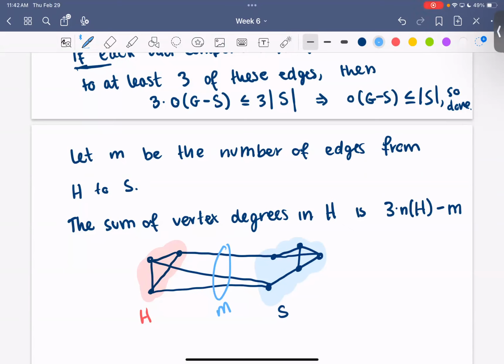Okay, so if I want to add up all of the vertex degrees in the subgraph H, it's going to be 3 times each vertex because the original graph is 3-regular, but then we subtract off any edges that are headed towards S, which is M many edges. Does this make sense? Nobody's asking a question. I can't tell if that's because you're confused or it's good. Good.